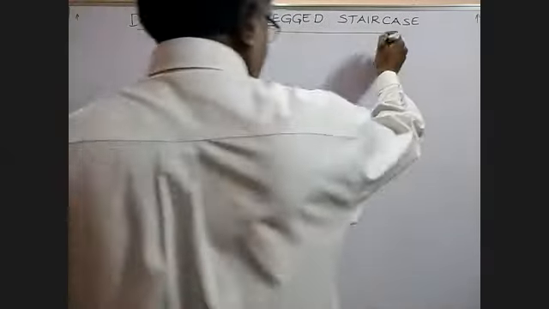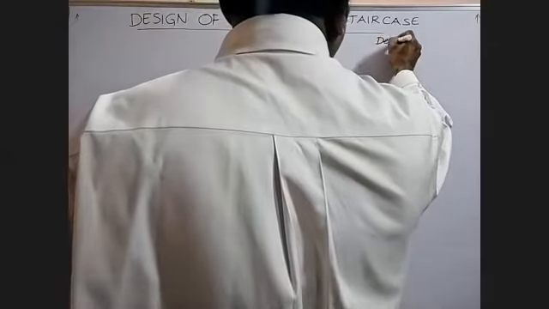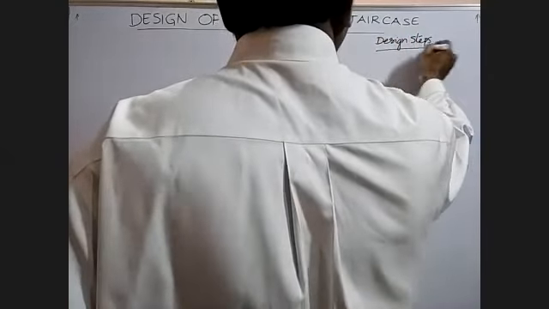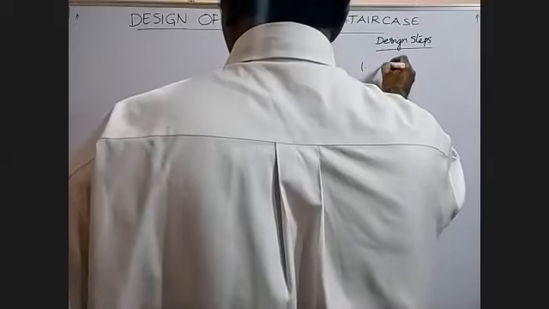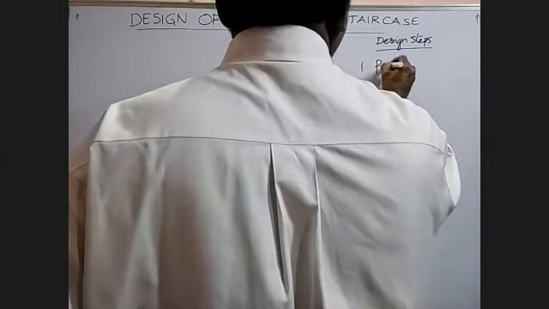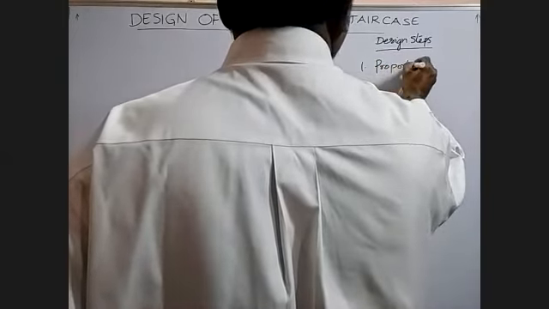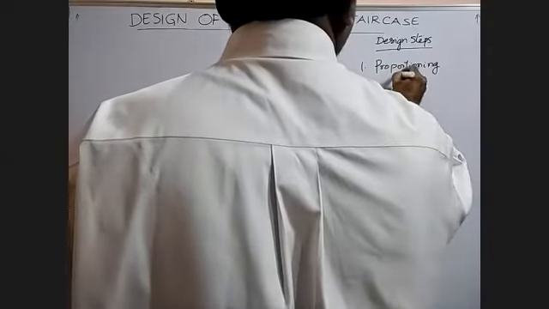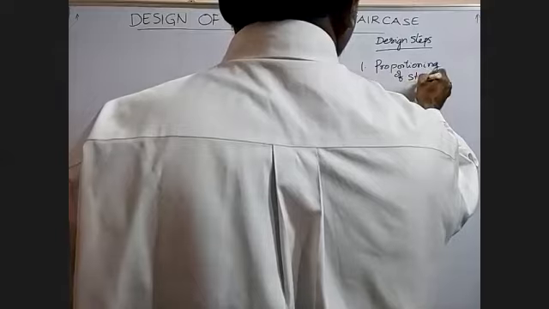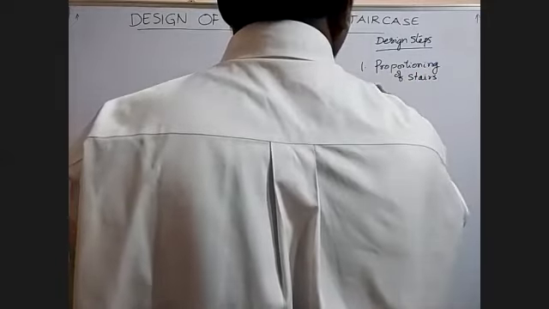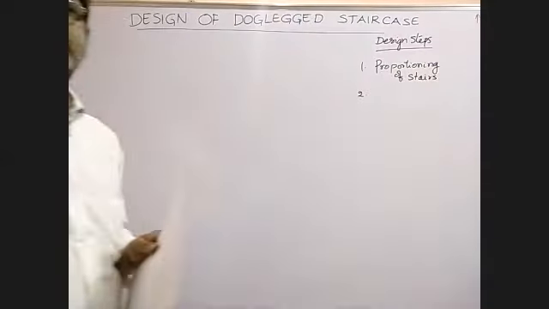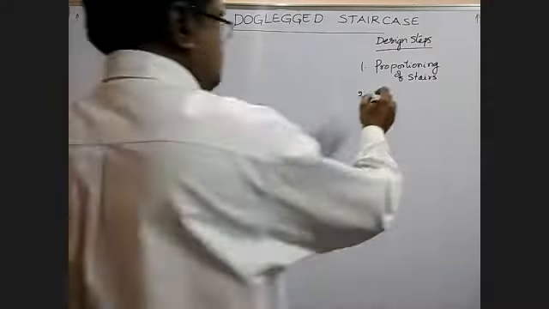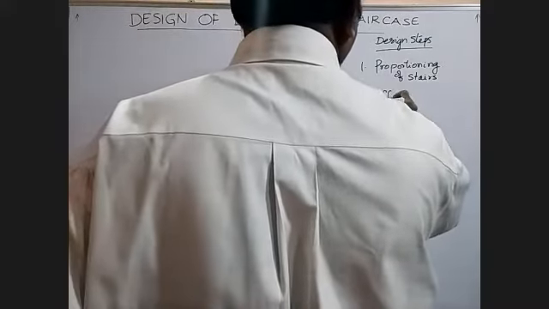I'll write down the design steps here. Design steps. One is the proportioning of stairs. That is, how many steps we have to provide in a staircase flight. That is the first step. The second step is the effective span.